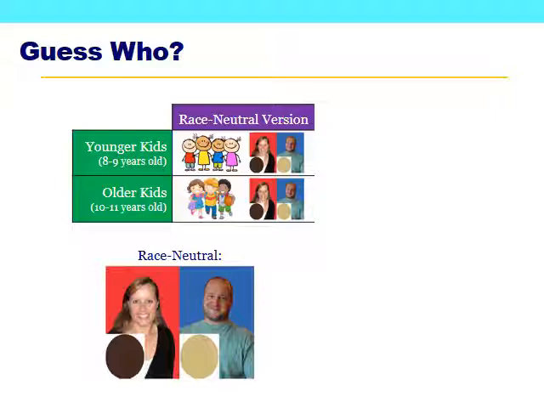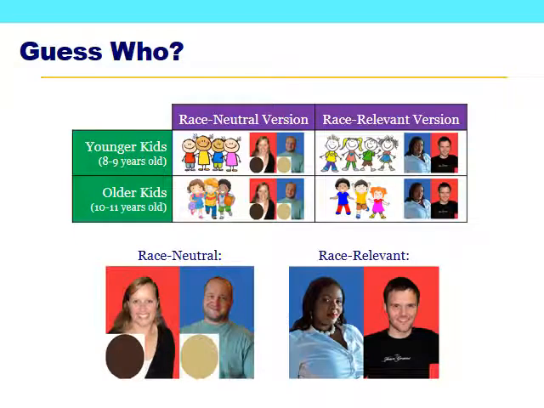The other version of the game that the researchers created was called the race-relevant version. This version consisted of pictures of 50% black people, 50% white people. Therefore, in order to eliminate 50% of the faces right away, the child would have to ask either, is your person black or is your person white? Which again is a very strategically good question to ask.